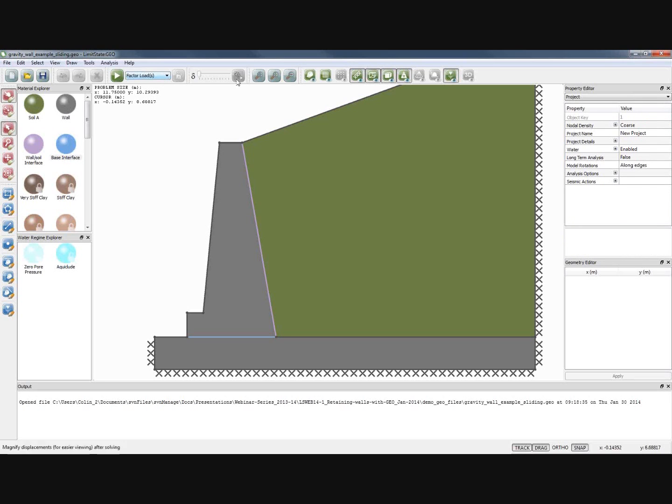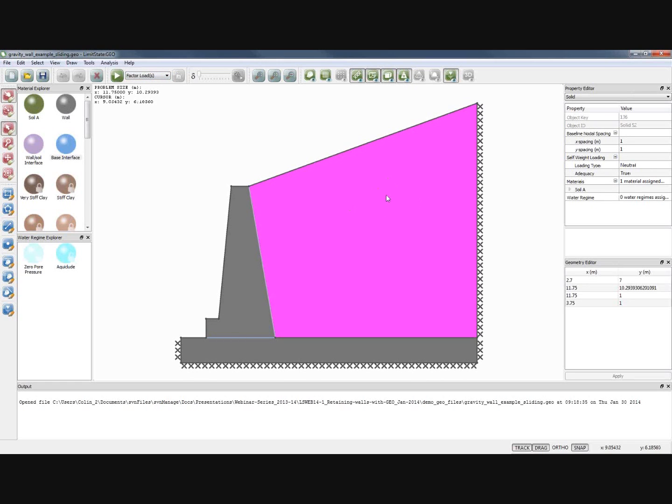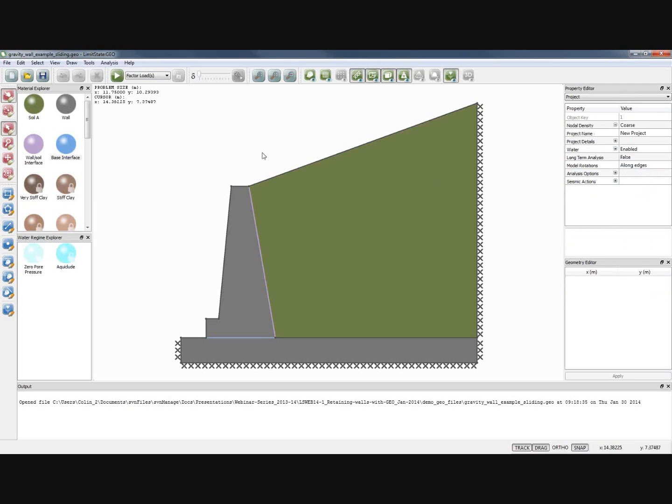analyzing it, we have two possible modes. We can look at a factor load or a factor strength, so basically obtaining an adequacy factor in those contexts. For a factor load, what we've done is we're going to say let's apply it to this. So to do that, we set this thing called adequacy to true, and that just tells the software to find the multiplier on the self-weight of that soil to give us collapse.